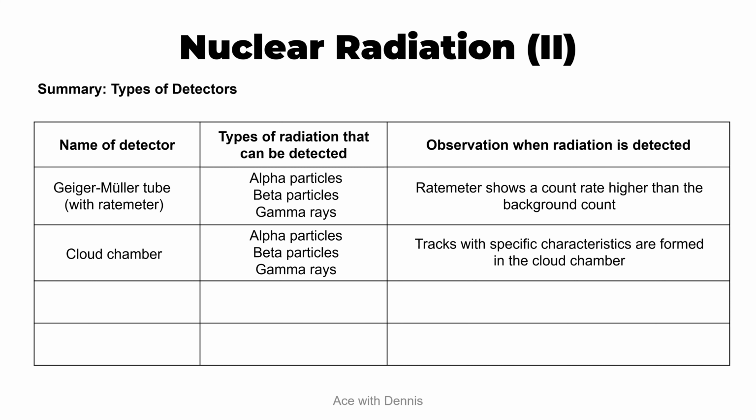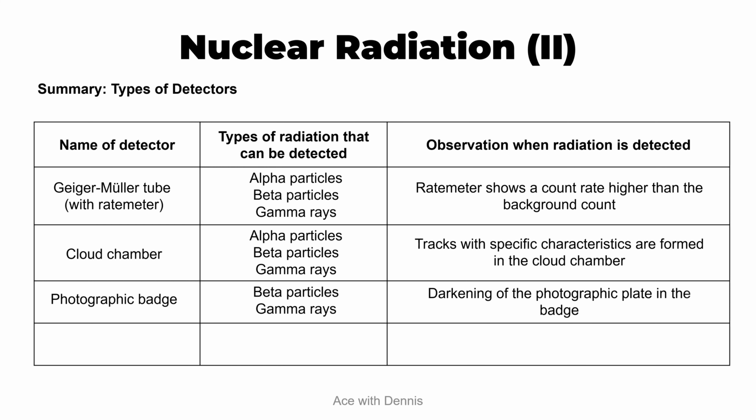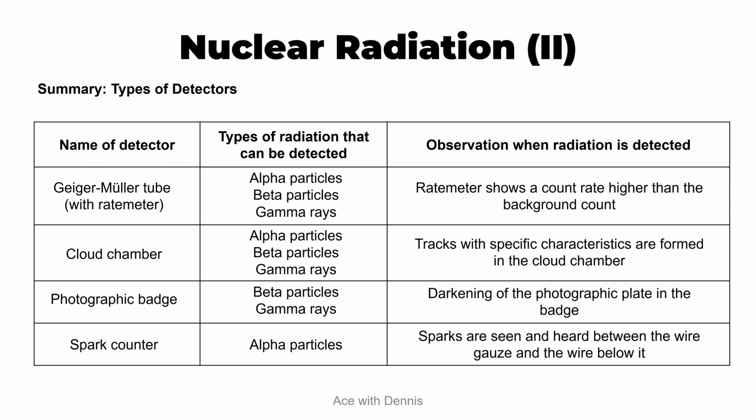The next detector is the photographic badge, which can detect beta particles and gamma rays. The observation is the darkening of the photographic plate in the badge. And the next detector is the spark counter, which can detect alpha particles. The observation is sparks are seen and heard between the wire gauze and the wire below it.